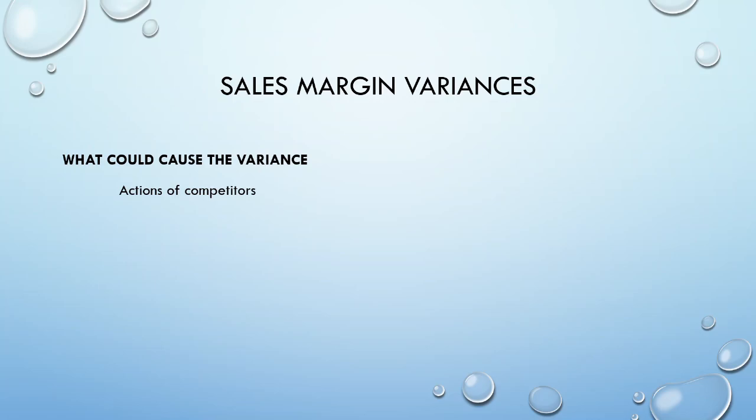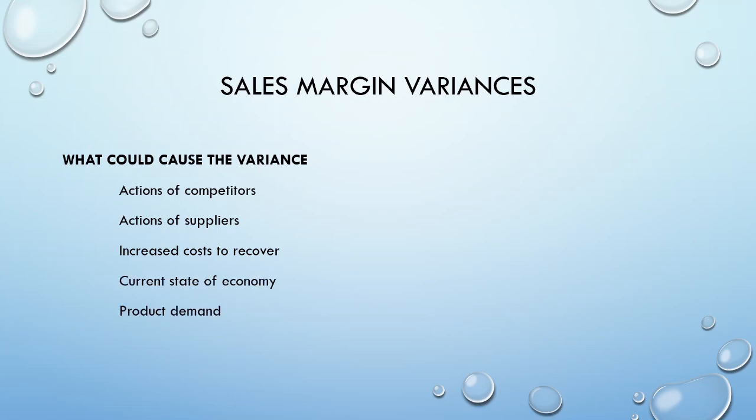We also need to consider the action of our suppliers and general changes to our other costs. If our suppliers raise their costs, then we again may need to adjust our selling prices to ensure we recover the costs. Again, changes to the price may change the demand for our product, affecting our volume variance. Alternatively, suppliers could change the quality of the materials they provide us, which may change the quality of our product and affect demand. We also need to consider the current state of the economy and product demand.